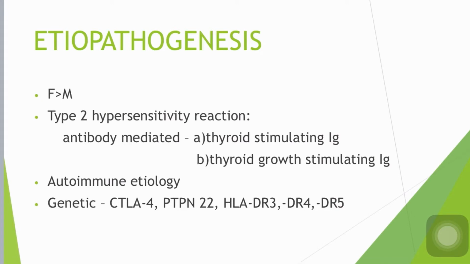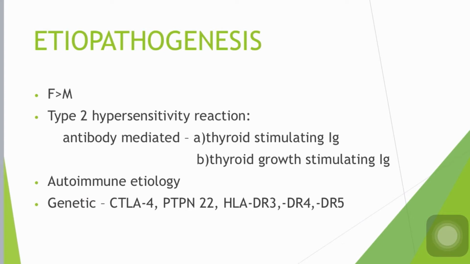So as any other thyroid pathology, this is also very common in females when compared to males. This disease is associated with type 2 hypersensitivity reaction, and the antibodies which are involved are as follows. The first one is thyroid stimulating immunoglobulin. So this usually increases the thyroid hormone levels. The second antibody is the thyroid growth stimulating immunoglobulin. So this stimulates the follicular cells and proliferates them.